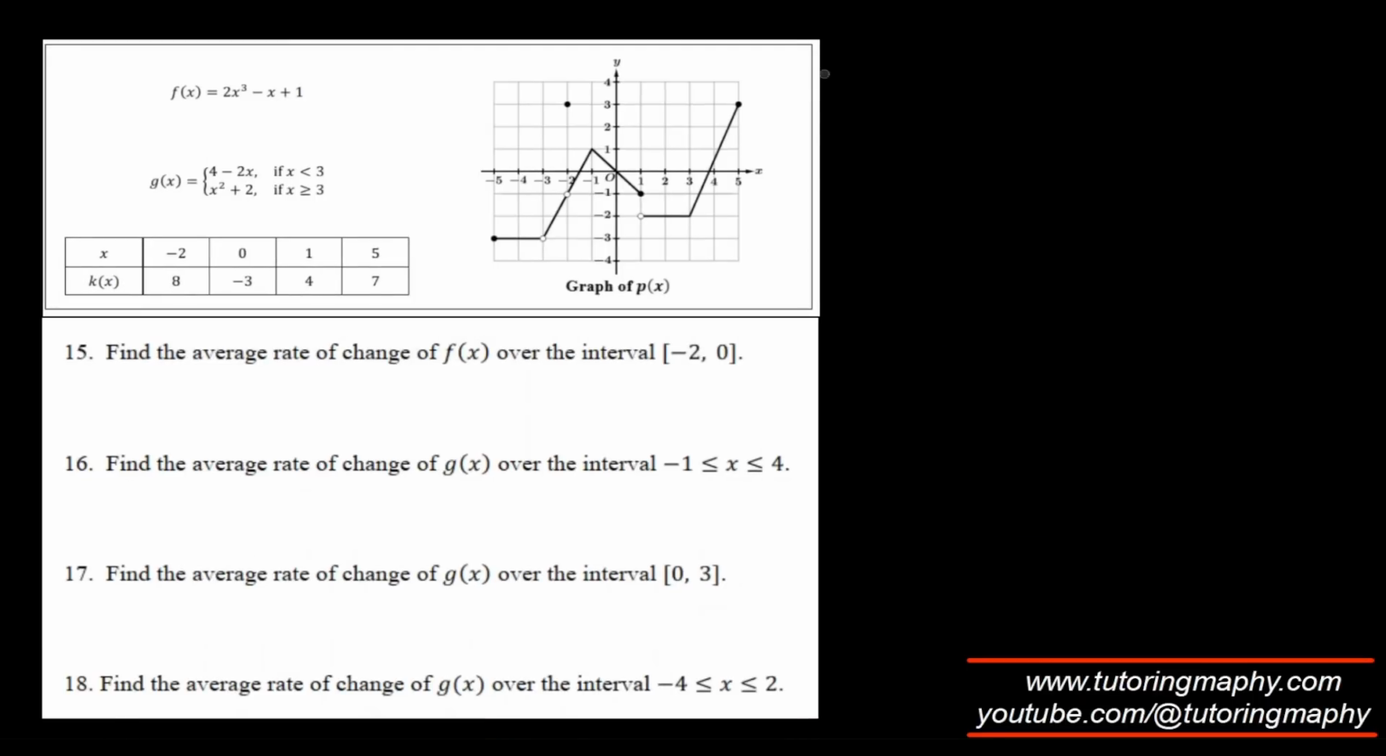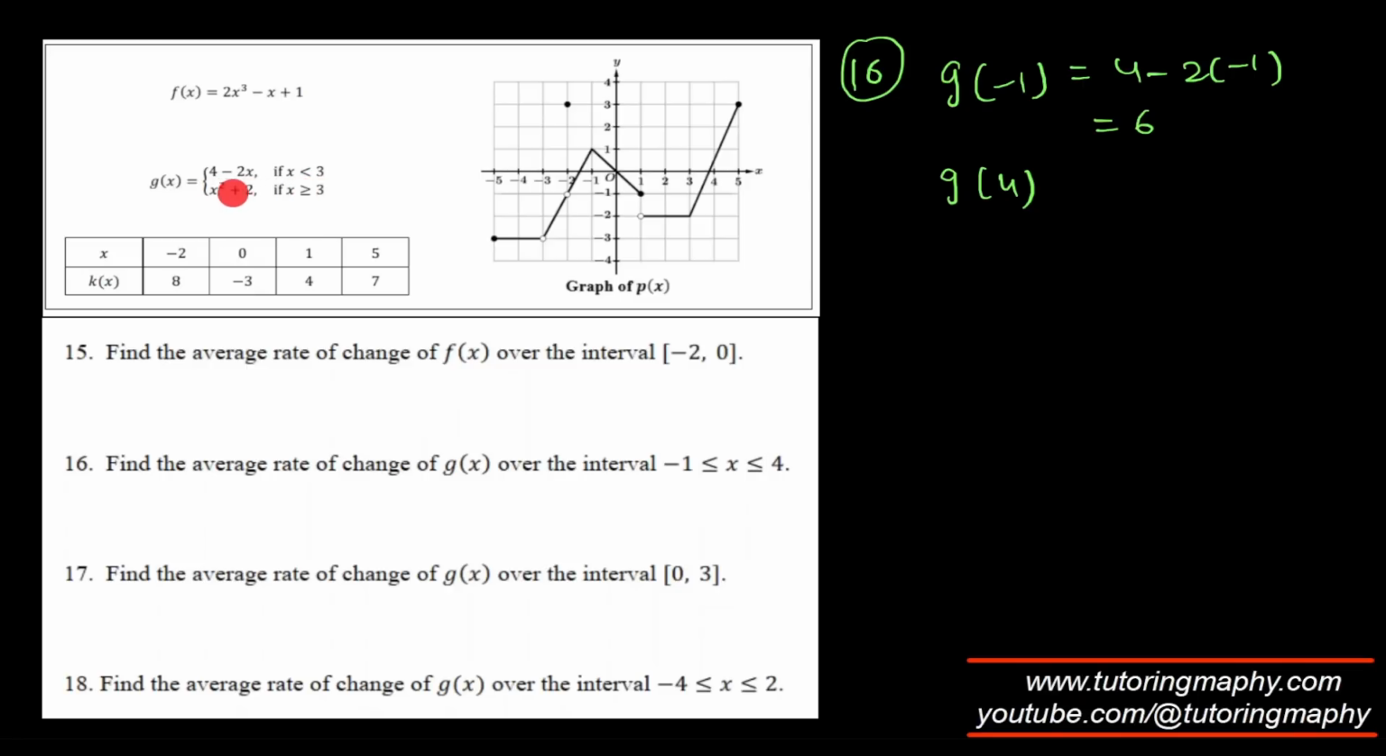For 16, again, it's an AROC of G, but it is G this time, right? And G is this. So be careful because this is a piecewise function. So first I need to find the value of G of negative 1. So which function is applicable first off? Obviously, negative 1 is less than 3, right? For x less than 3, this function is applicable. So we just plug in negative 1 over here, which is going to be 4 minus 2 times negative 1, which is 6.